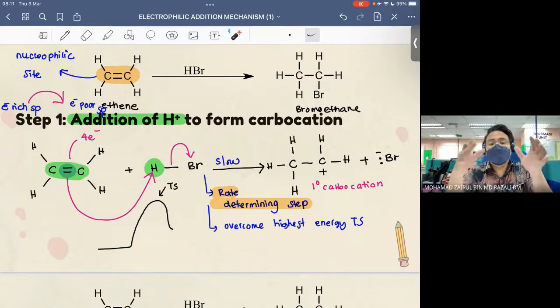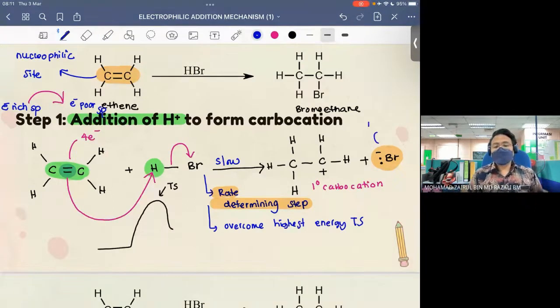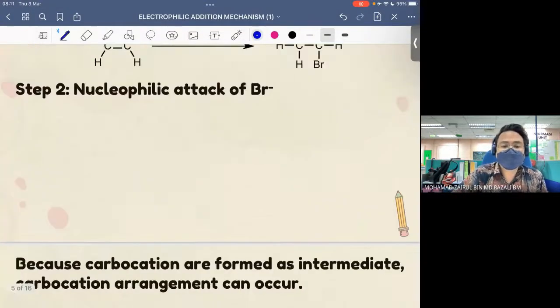Okay, now kita dah hasilkan carbocation dan kita dah hasilkan Br minus. Sebab ini ada minus charge, yang ini kita panggil dia sebagai nucleophile. So now, sekarang kita dah ada carbocation, dah ada nucleophile, kita boleh pergi kepada next step. Okay, the next step is the nucleophilic attack of bromine. Sebab apa? Sebab kita nak tambah bromine dekat carbon double bond tu.